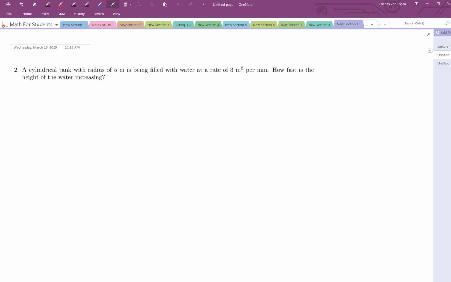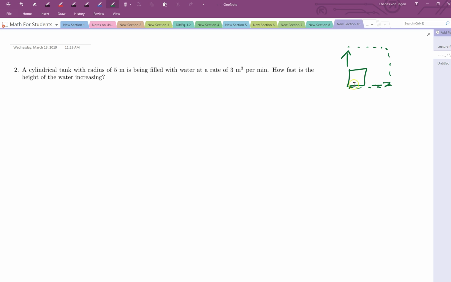Okay, folks. So in the last problem, we looked at how the area of a square was changing as the sides were increasing. So the sides were increasing. We asked the question, how fast is the area of the square changing as those sides are changing? We're going to do the same thing now.